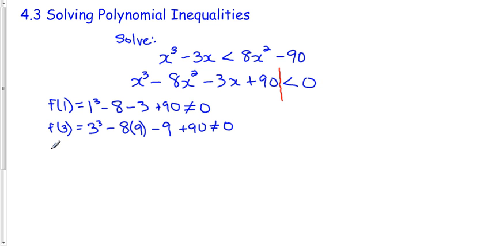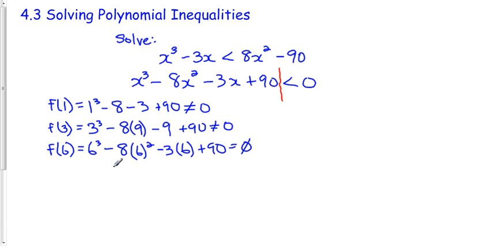Okay, so now let's try another value. Let's try f of, say, 6. So 6 cubed minus 8 times 6 squared minus 3 times 6 plus 90. Let's just try that. So 6 to the power of 3 minus 8 times 36 minus 18 plus 90, and we see that gives us 0. Great, so we can stop there.